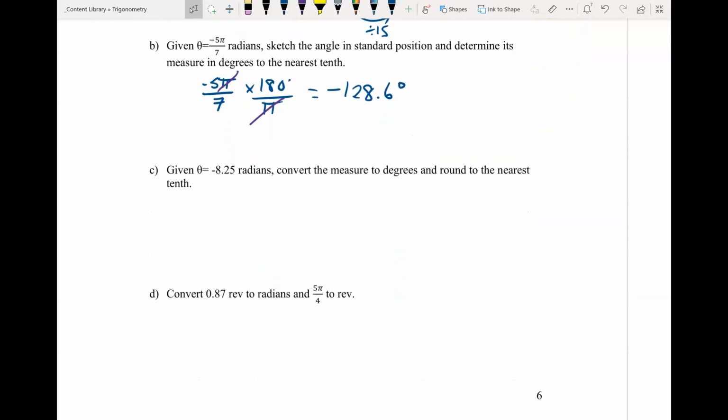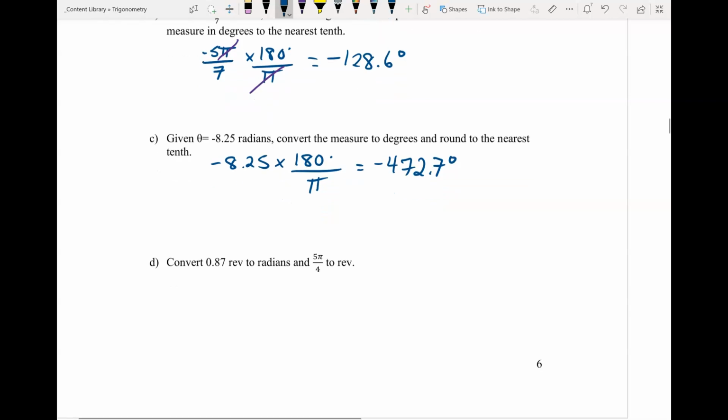For the next one, we are given radians, which is negative 8.25. And we want to convert it to degrees. So that's multiplied by 180 over pi. And we just plug and chug in the calculator for something like that, which is negative 472.7 degrees. That would be the same thing as negative 8.25 radians.